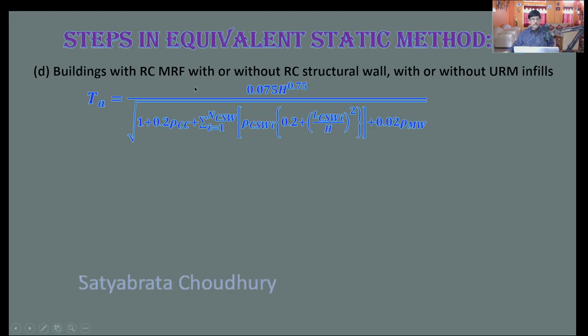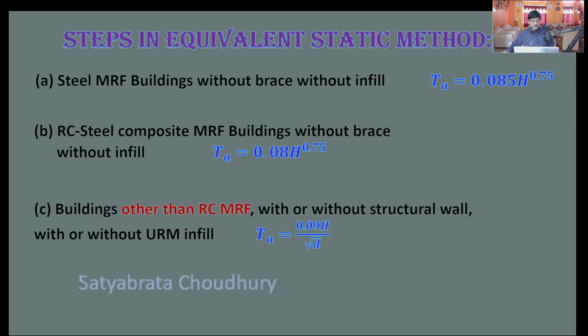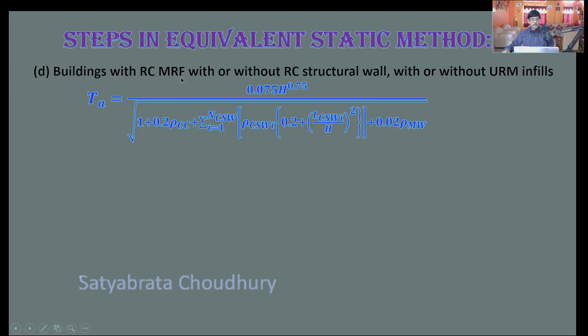Now, buildings with RC MRF with or without RC structural wall, with or without URM infills. The previous case was MRF buildings without brace or infill, RC steel buildings without brace or infill, and other than RC MRF, which means steel buildings and masonry buildings, with or without structural wall, with or without URM infill. In the present case, buildings with RC MRF, with or without RC structural wall, with or without URM infill, are basically RC MRF buildings. You may put structural wall and you may put URM infills also.